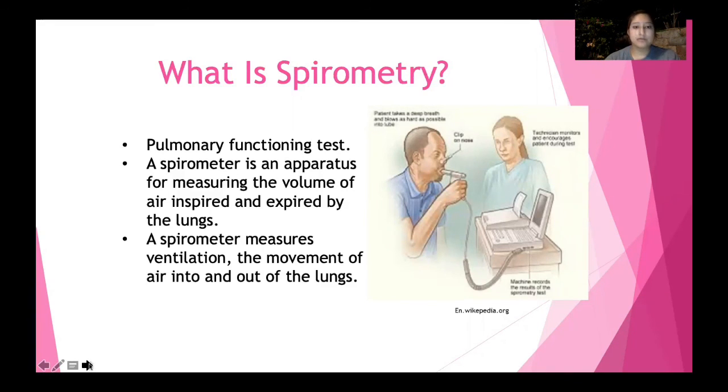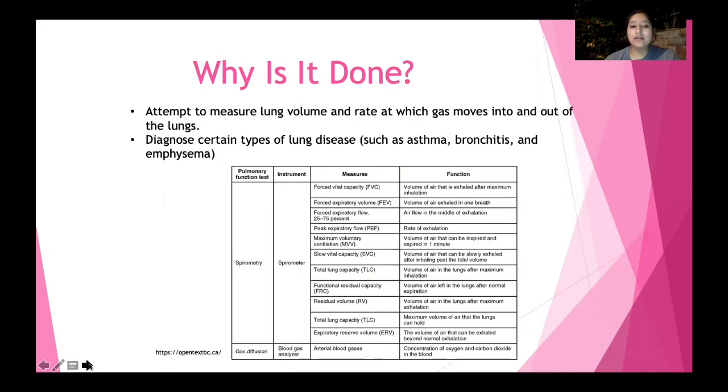So why is this done? Well, it's a diagnostic test. It diagnoses certain types of lung diseases, such as asthma, bronchitis, and emphysema.